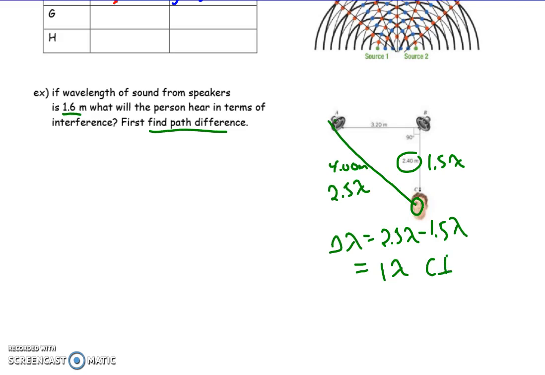And that is constructive interference. So the person chose wisely. They have a zone where it's particularly loud, which is what they probably intended. Okay, so we'll have practice with this, and hopefully it'll all come together for you.